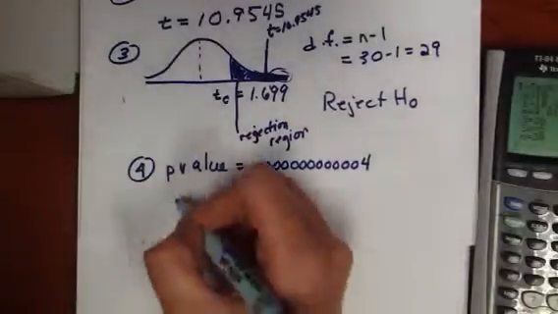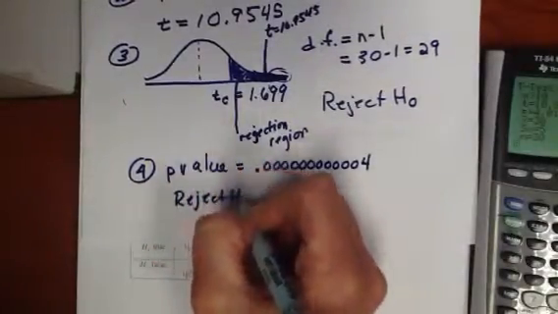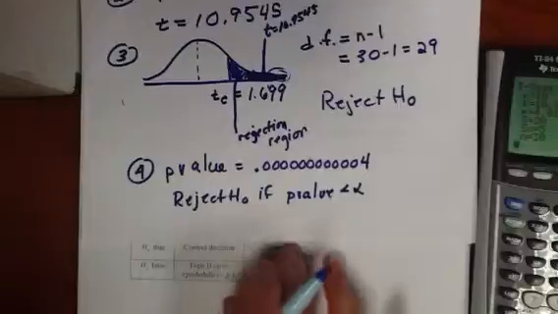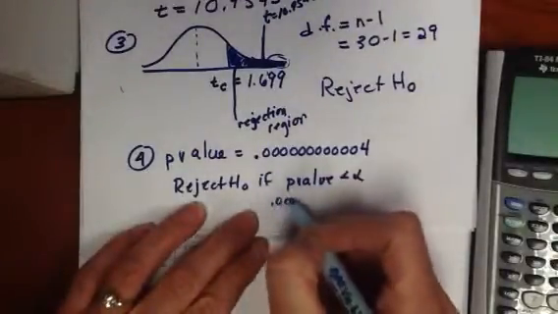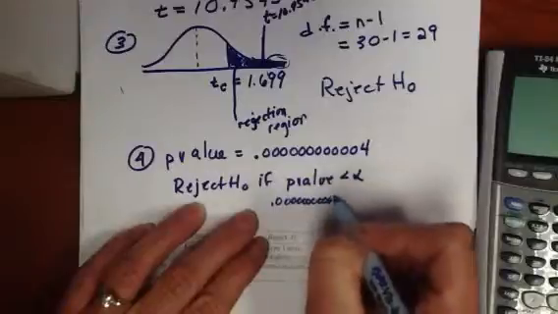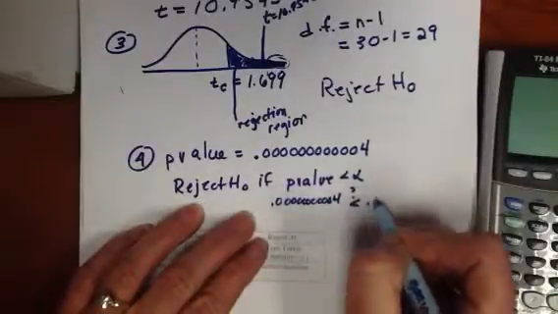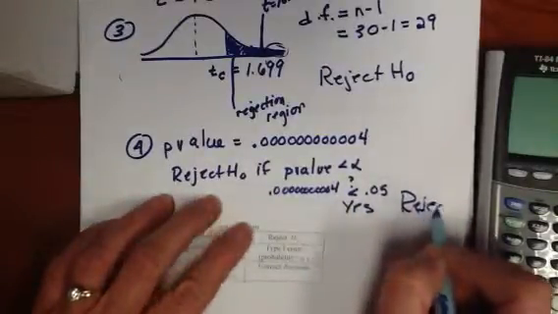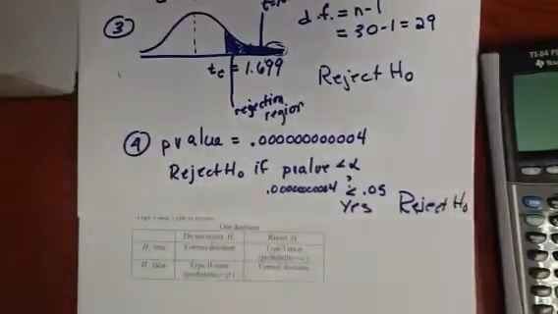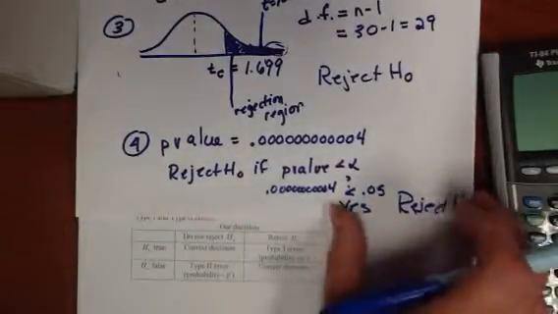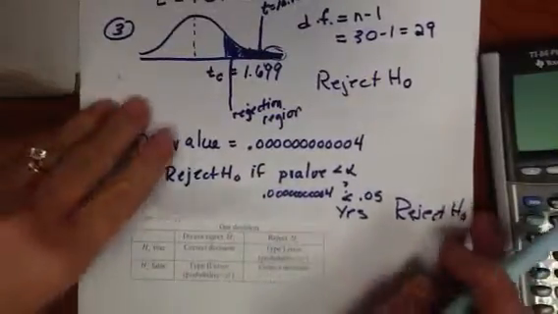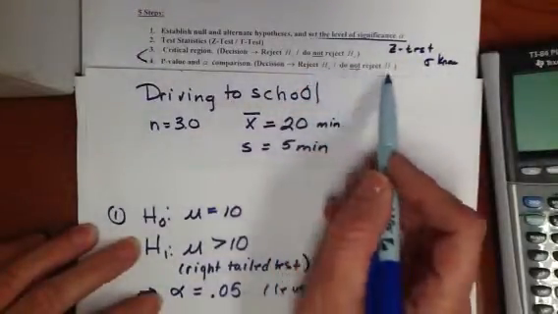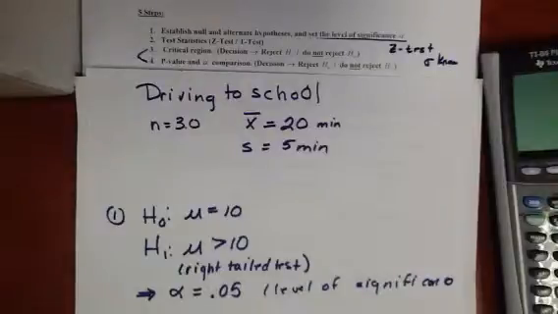So our decision on the p-value is we're going to reject the null if our p-value is less than alpha. In this case, my p-value is 0.000000000004. The question is, is that less than 0.05? Clearly it is, right? So yes means we reject H naught. If it was not, then we do not reject. So our two decisions are either we reject H naught or we do not reject H naught. We never say we accept it.